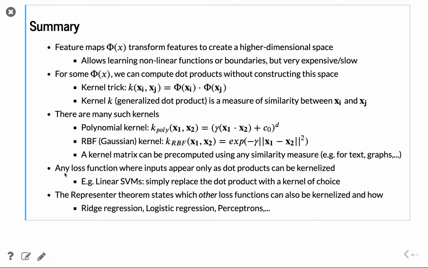So theoretically, any loss function where the inputs appear only as dot products can be kernelized. This is true for linear SVMs. And the representer theorem tells us which other loss functions can also be kernelized. And this turns out to be possible also for ridge regression, which gives us kernel ridge, logistic regression, and perceptrons, and actually some other methods as well.